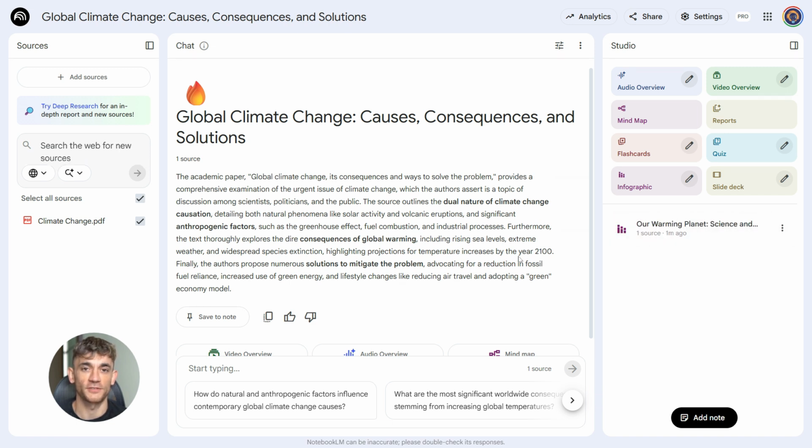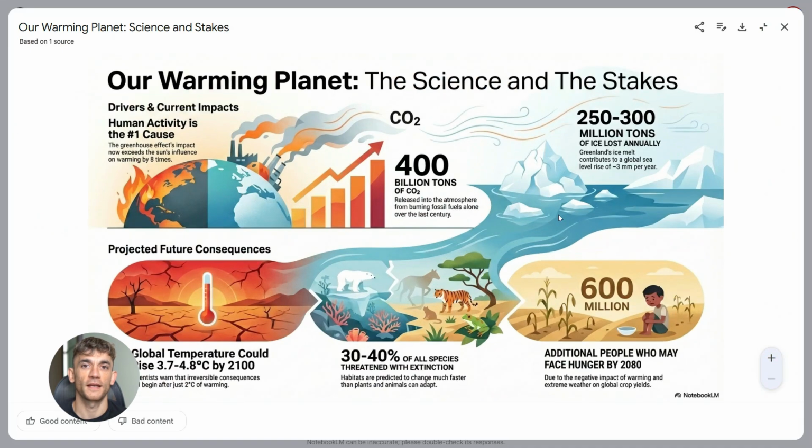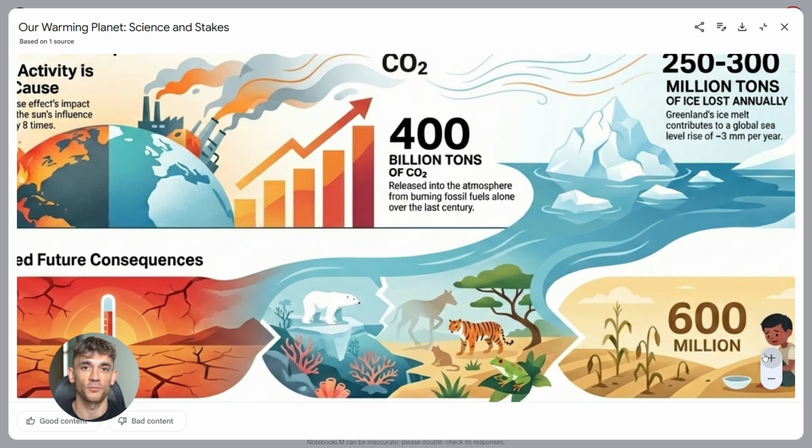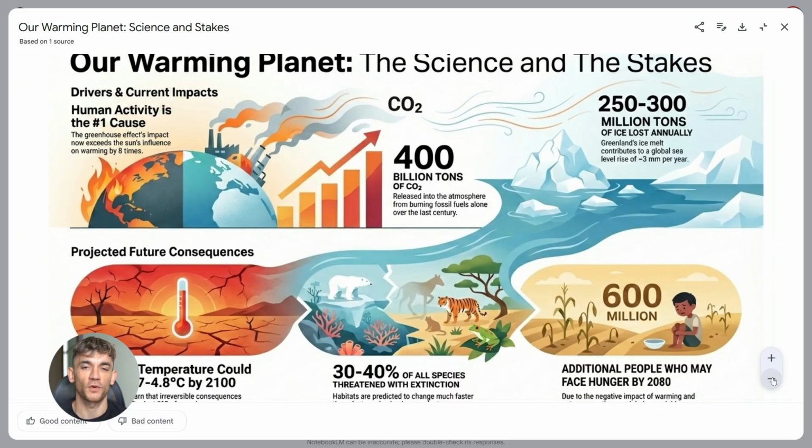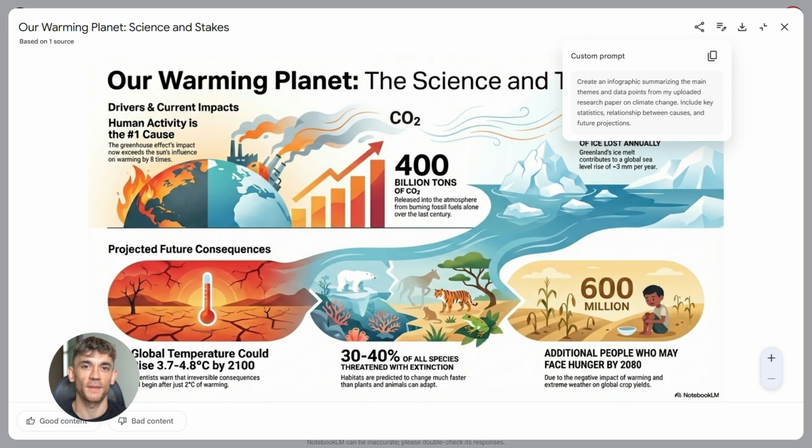The key is asking for specific elements like themes, data points, and statistics so the AI knows what to pull from your sources. When you're detailed about what you want, you get better results that actually match your needs.